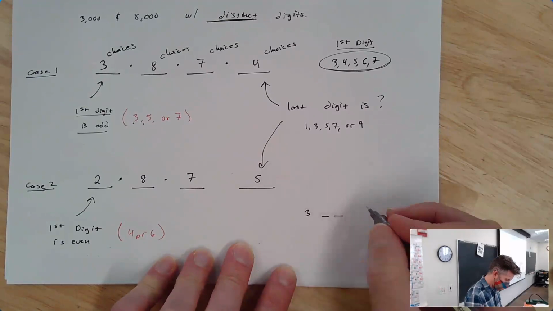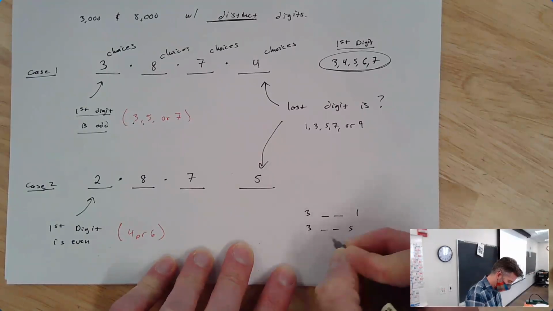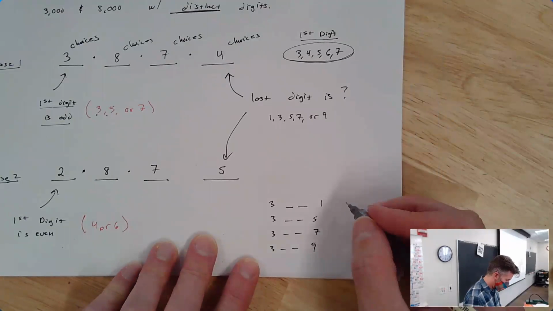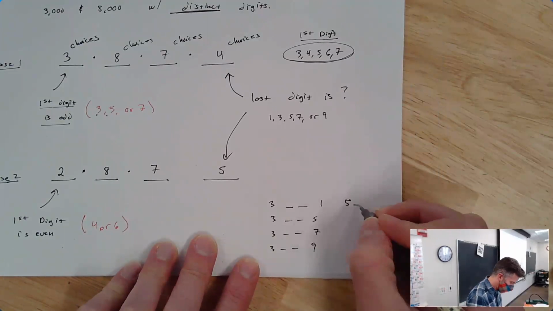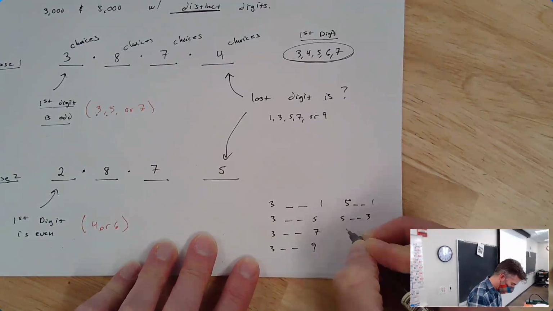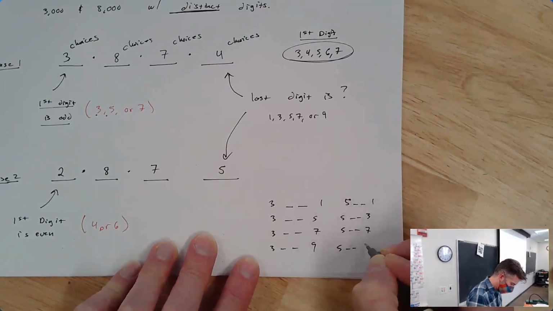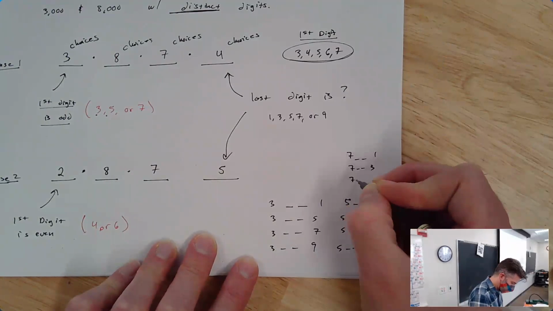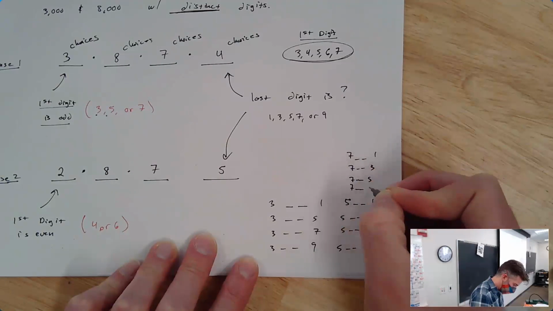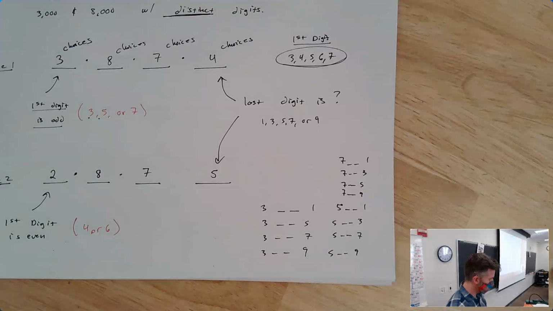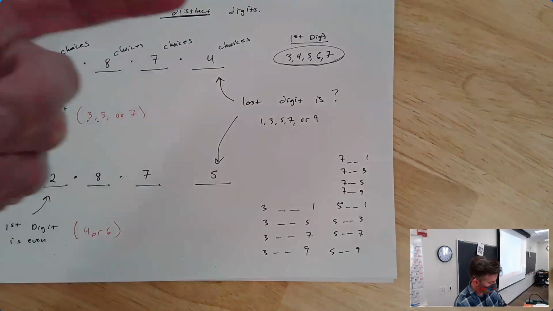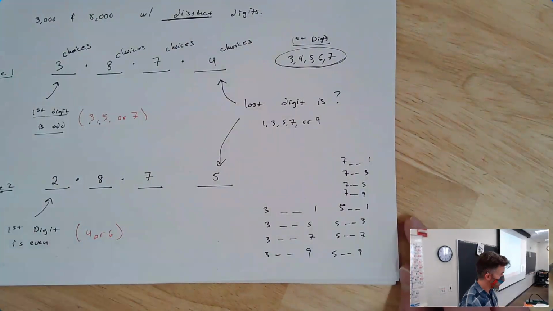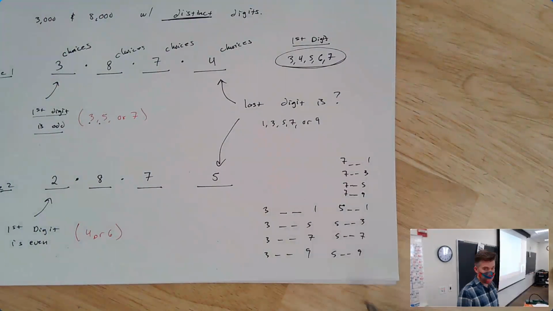3 blank blank, and the last number could be 1, 3 blank blank 5, 3 blank blank 7, 3 blank blank 9, or the first number could be, it's a lot of writing, 5 blank blank 1, 5 blank blank 3, 5 blank blank 7, 5 blank blank 9, or finally 7 blank blank 1, 7 blank blank 3, 7 blank blank 5, 7 blank blank 9. Those are the 12 ways the first digit can be odd and the last digit can be odd and then be distinct and the number be between 3,000 and 8,000. And then the middle 2 numbers can be anything.